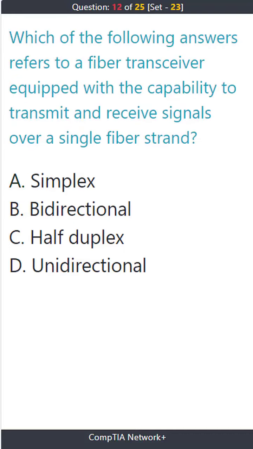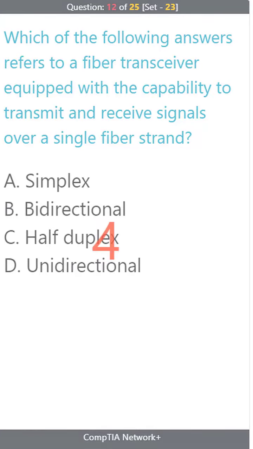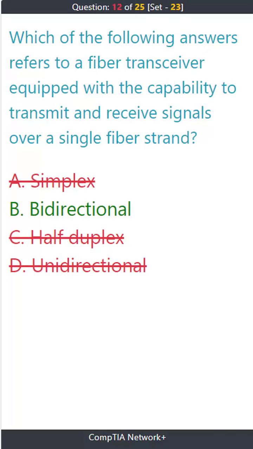Question 12. Which of the following answers refers to a fiber transceiver equipped with the capability to transmit and receive signals over a single fiber strand? A. Simplex. B. Bidirectional. C. Half duplex. D. Unidirectional. The correct answer is B. Bidirectional.